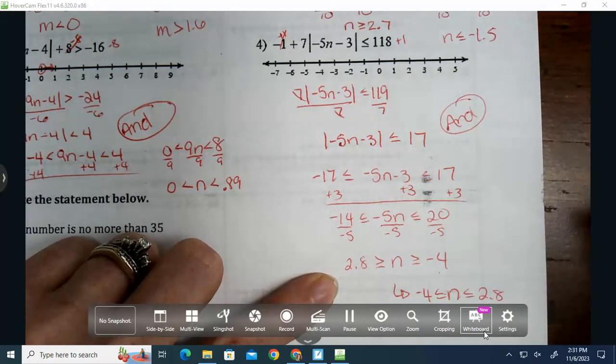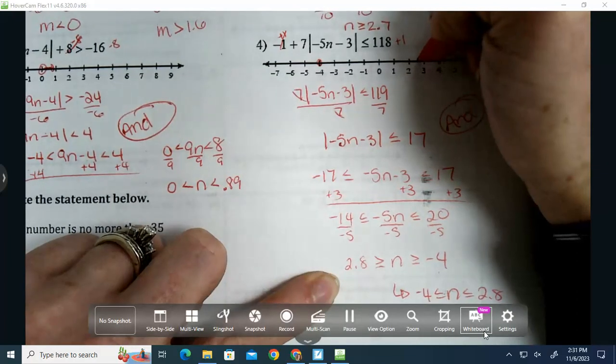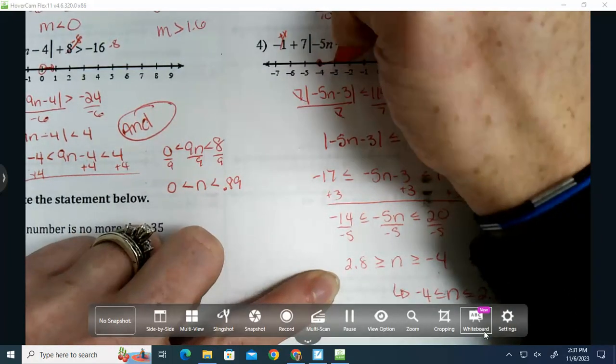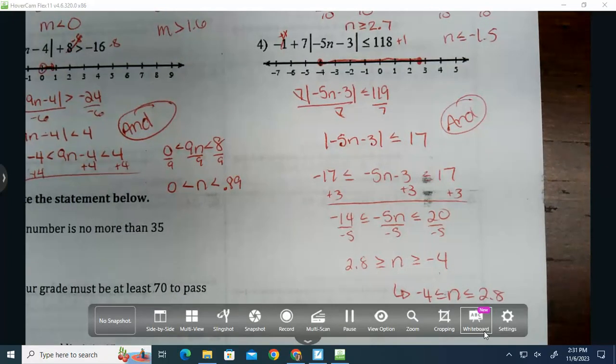So equal to's tell me closed circles at negative 4 and positive 2.8. And we are shading in between. All right. So absolute values. Less than is the and, greater than is the or. Are we okay with that part?